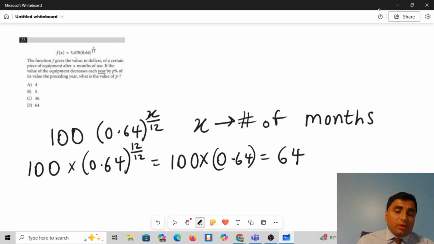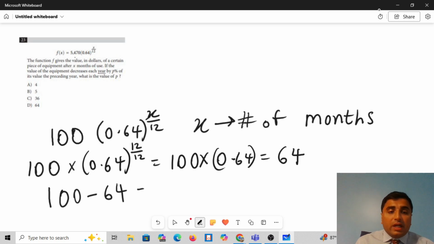Okay, so by how much did the value of the equipment decrease really? In order to find by how much the value decreased, we'll have to subtract the original value, which is 100, from the new price of that equipment, which is 64. After 1 year, the price of that equipment is going to be 64, so 100 minus 64 is equal to 36. So the value of the piece of equipment, which originally was 100, has decreased by 36 after 1 year.